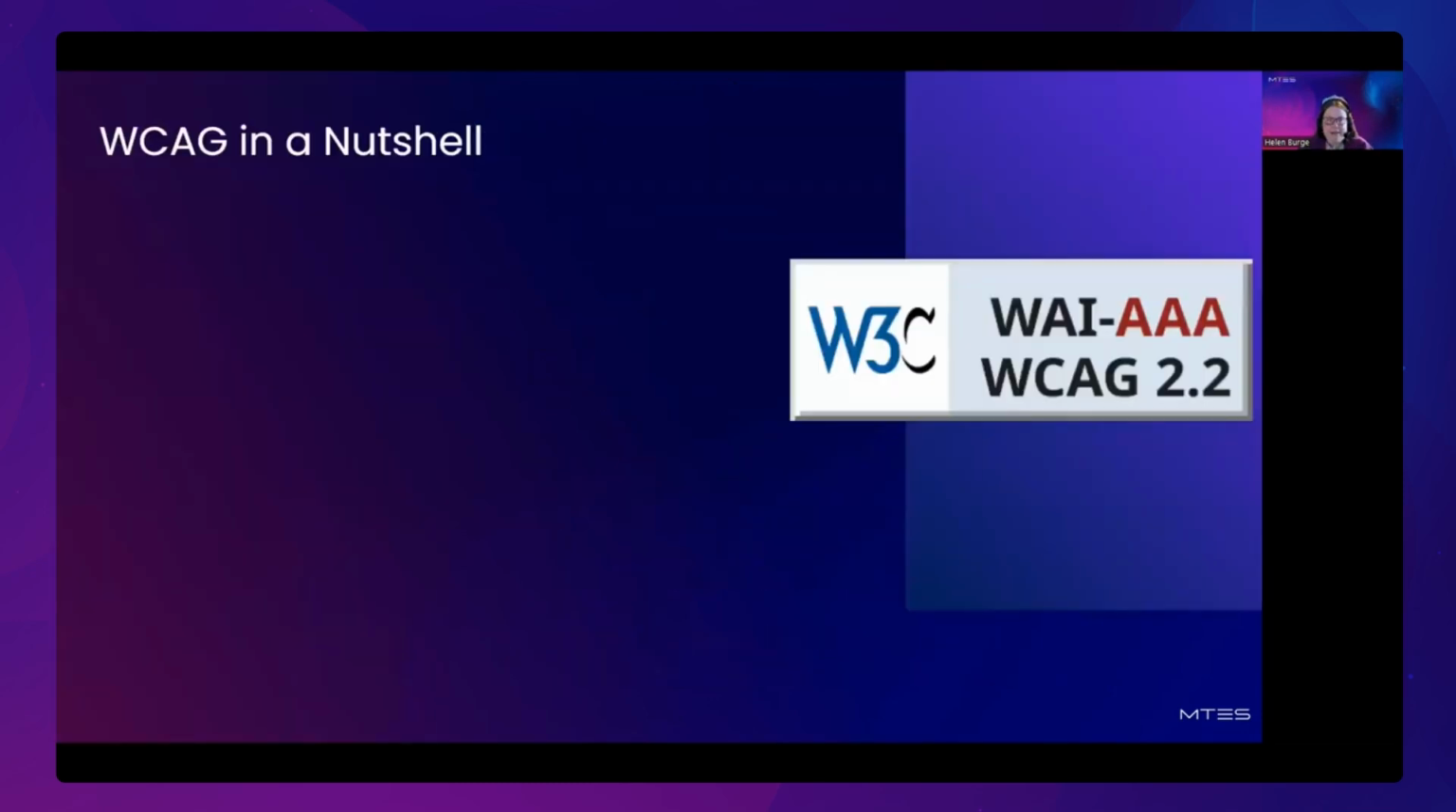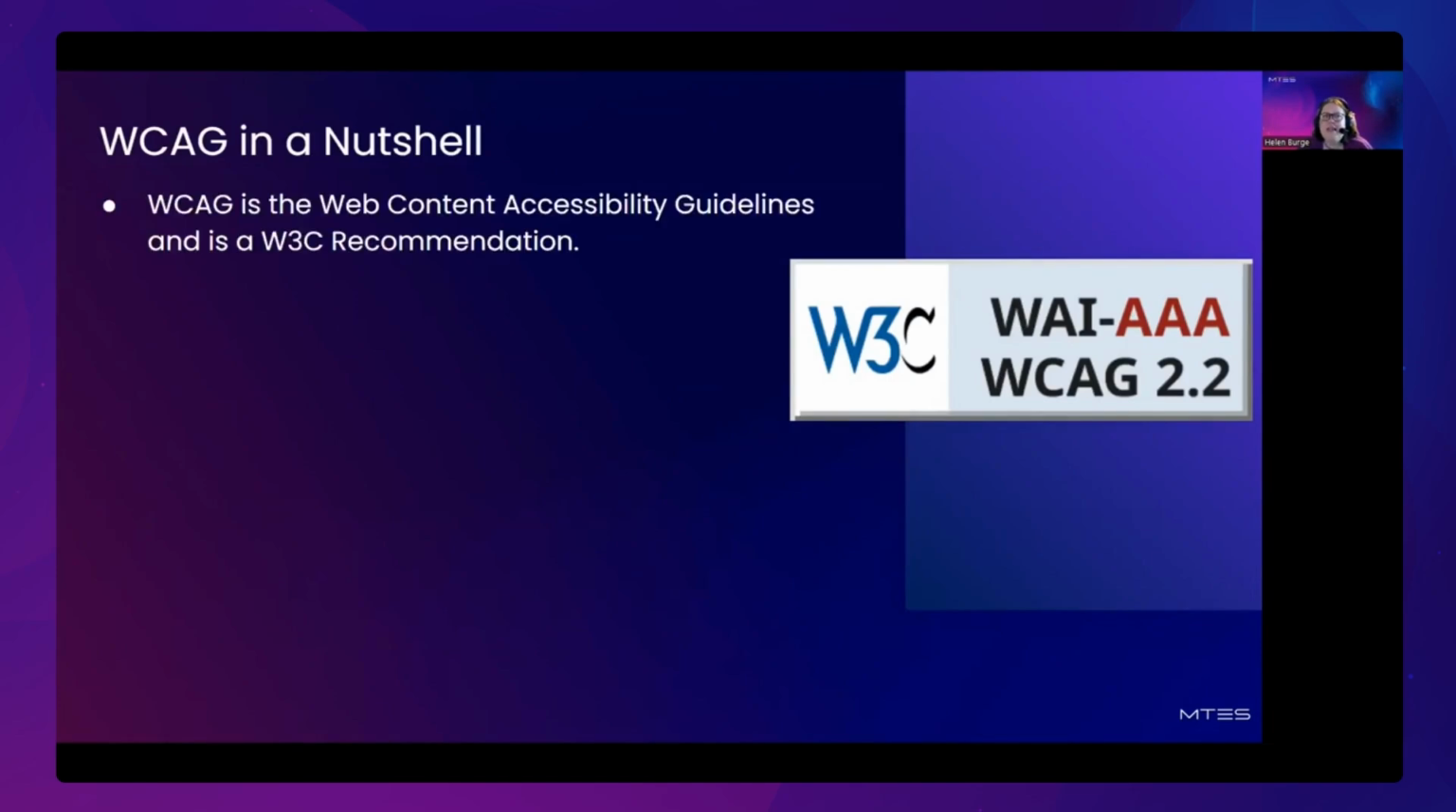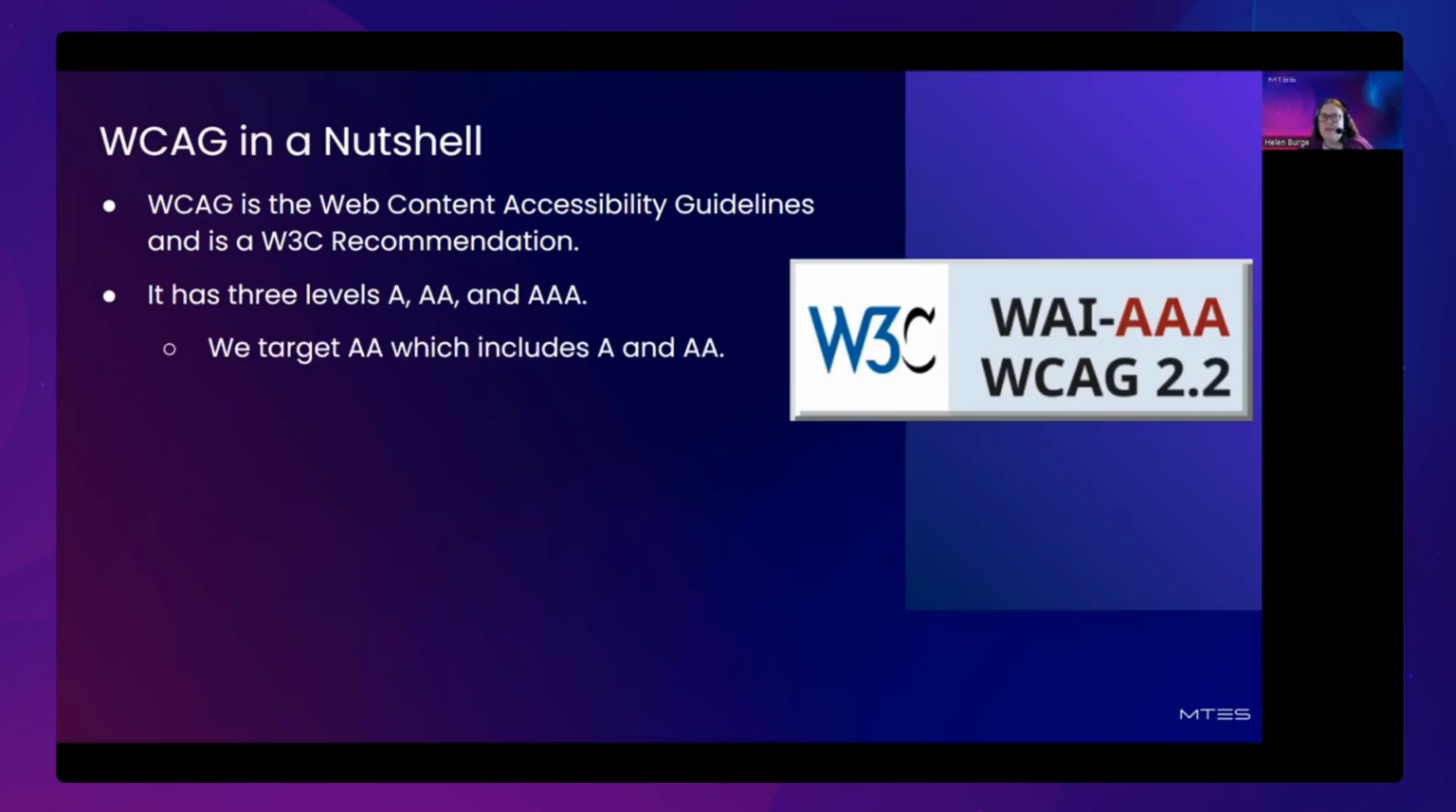So WCAG in a nutshell. We're on 2.2 at the moment. It is a W3C recommendation. It has 3 levels. It's got A, AA, and AAA. A is the top of a pyramid, with AA followed by AAA. We target AA, which includes A and AA, because that is the legal standard for most countries. When I say we, I'm talking about accessibility as a whole and TESLIO as well. We target what is legally required for the A and AA.